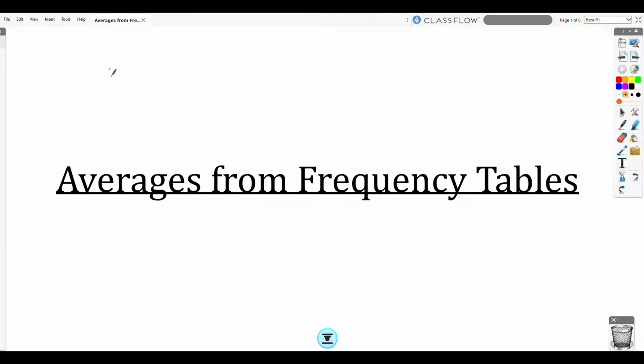Right, we're now going to look at averages from frequency tables. So we know how to work out averages from a list of data for the mode, median, range, and mean. So now we'll look at how we can do it from a table.